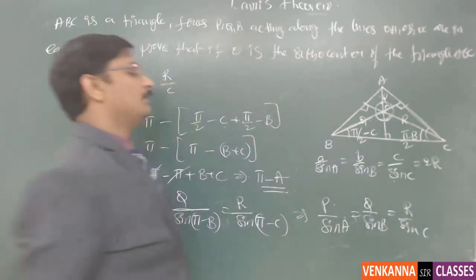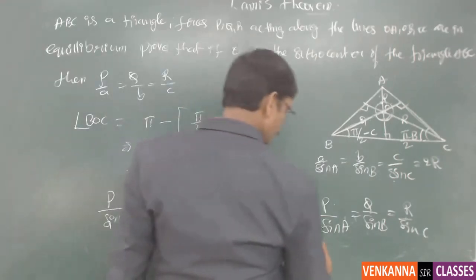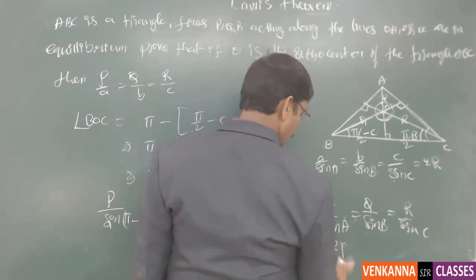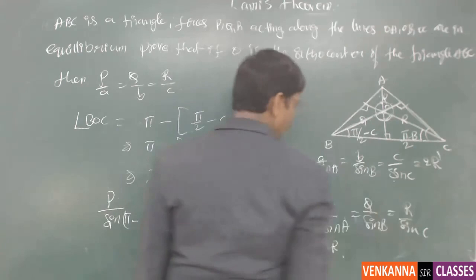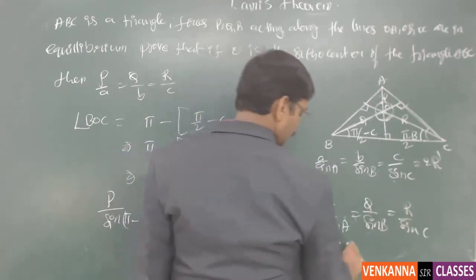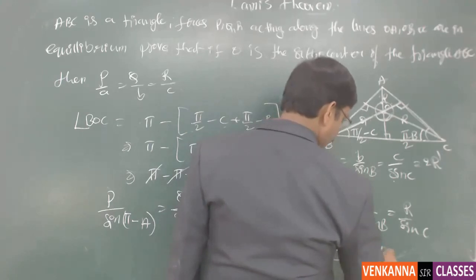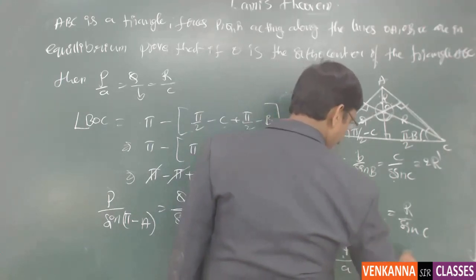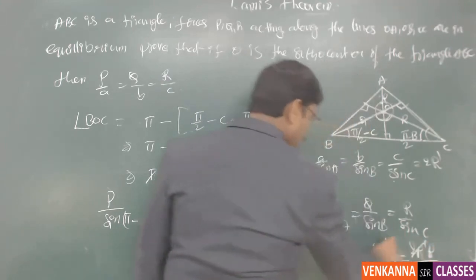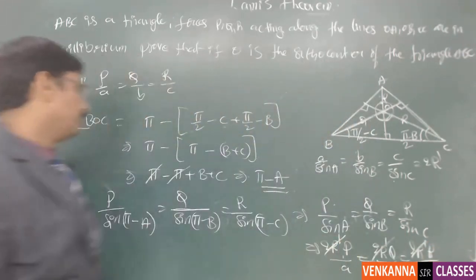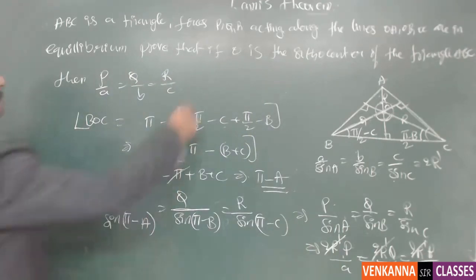So sin A can be replaced as a by 2R. This R is different, so I call this 2R dash in that case. 2R dash into P by a is equal to 2R dash into Q by b is equal to 2R dash into R by c. So 2R dash, 2R dash, 2R dash will cancel out. Then P by a is equal to Q by b is equal to R by c. So this is the answer.